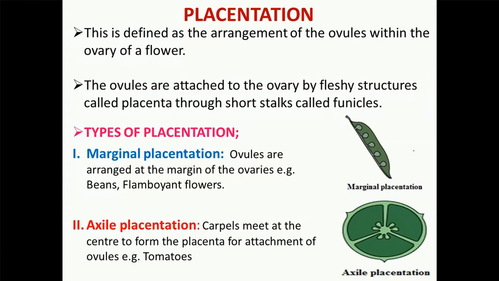Now the second one is axile placentation. Here the carpels meet at the center to form the placenta for attachment of the ovules. So if you look at the image here, we have the ovules attached at the center. Not only that, you can see that it has 3 different chambers, not a single one, and this kind is common in tomatoes, pepper, garden eggs, okras, and so on. Alright, now let's move on.